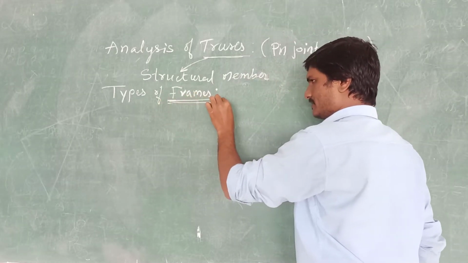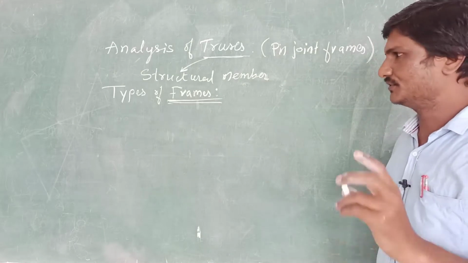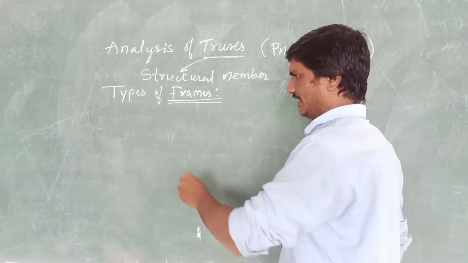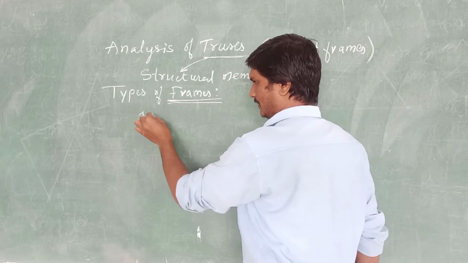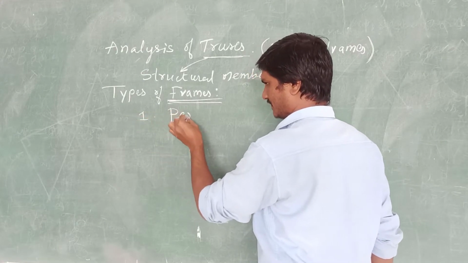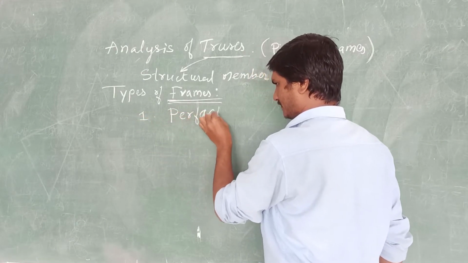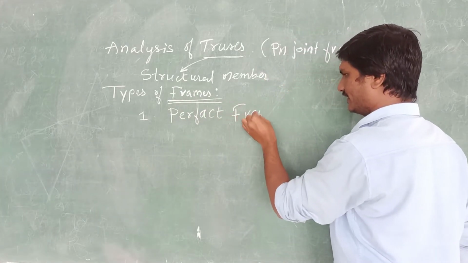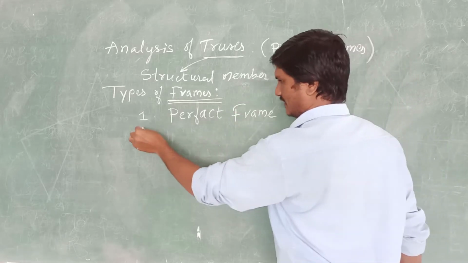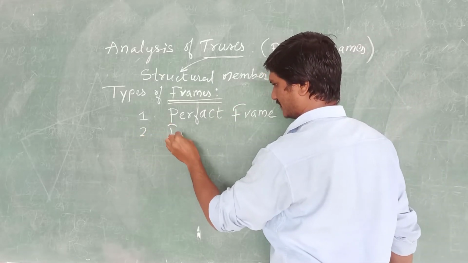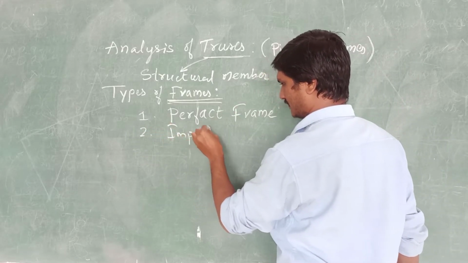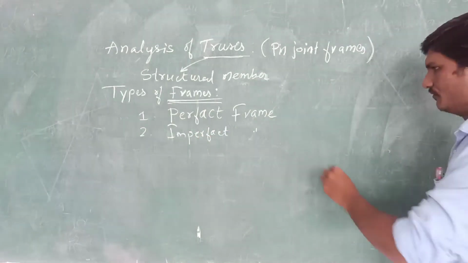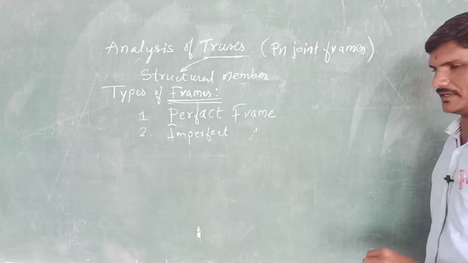The frames are classified mainly into two types. The first one is perfect frames. Then the second one is imperfect frames.